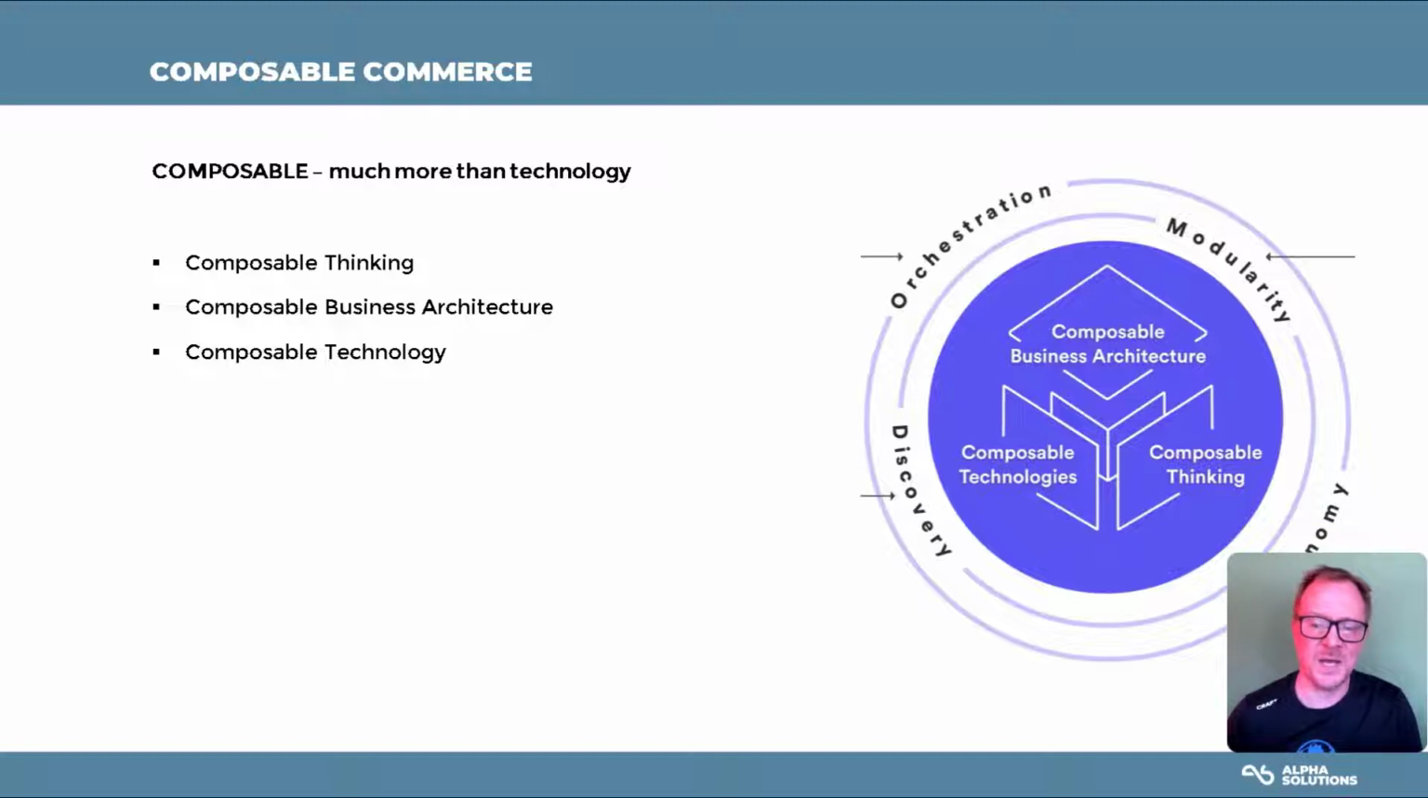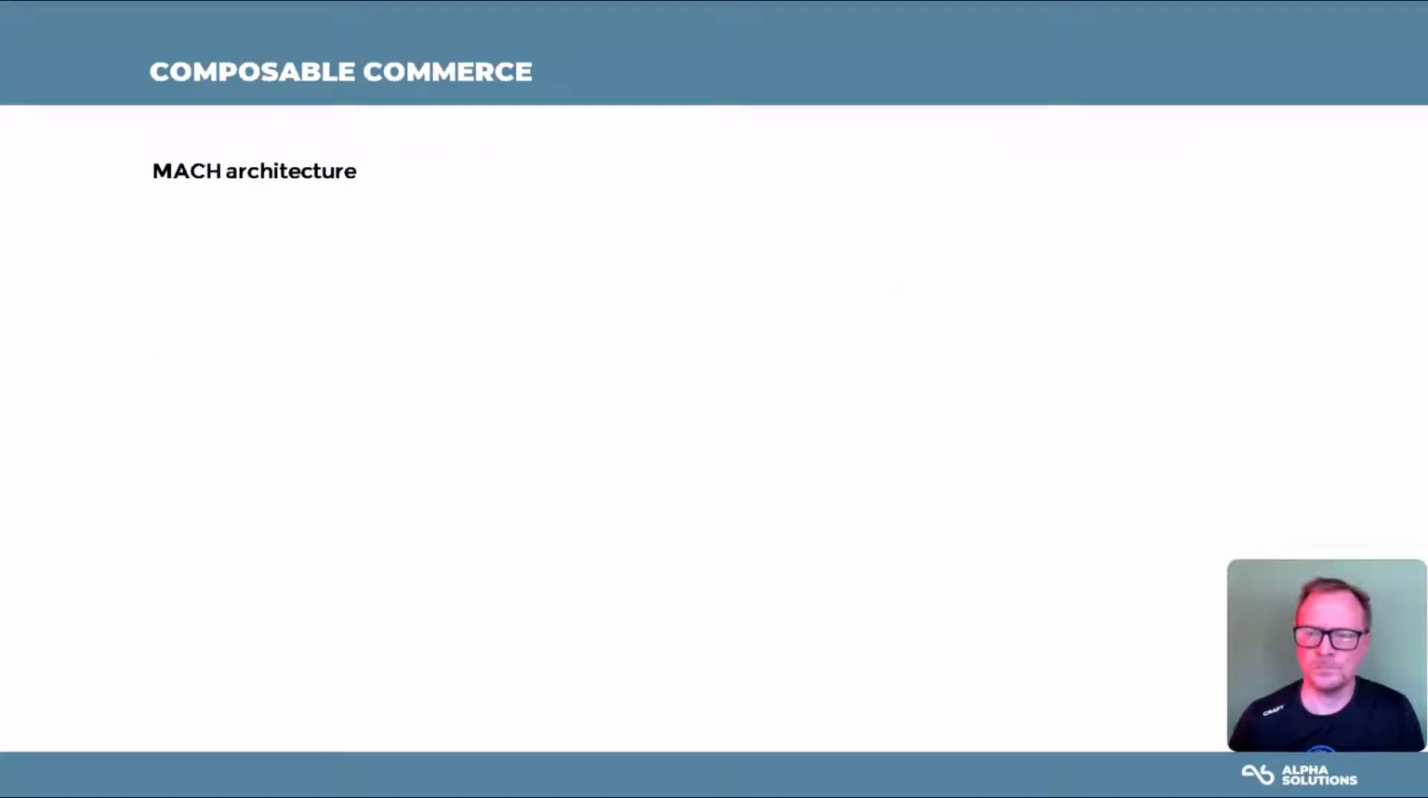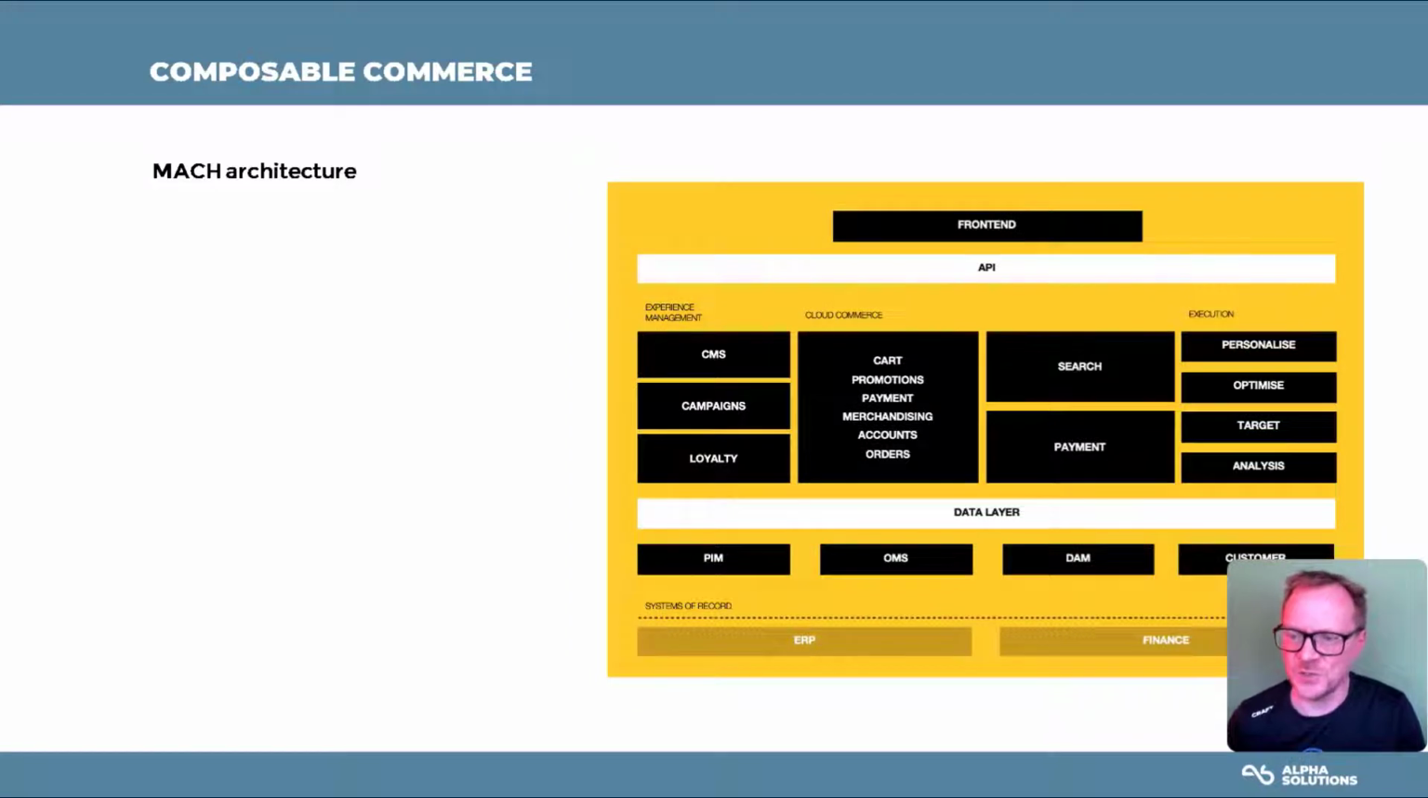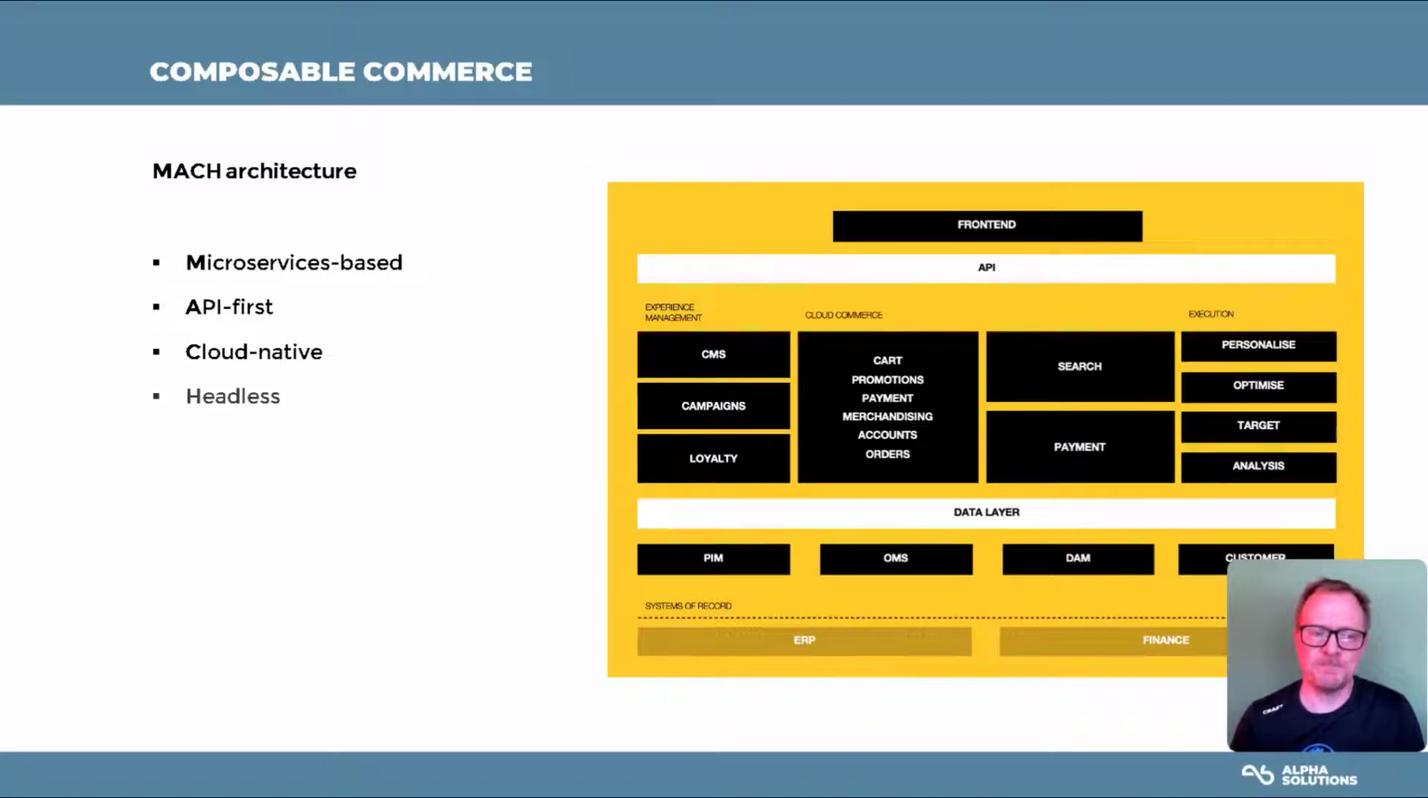Now let's get back to our composable commerce storefront. The good part of this is that we don't really need to reinvent the wheel when it comes to architecture guidelines. It's already done for us. It's called MACH. So let's talk a bit about MACH architecture. This acronym stands for microservice-based, API-first, cloud-native, and headless.